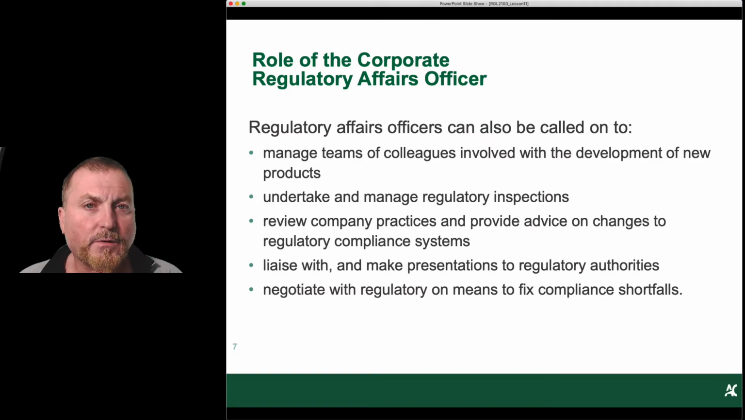Undertake and manage regulatory inspections. If the regulator shows up to do an inspection of your plant, it's the regulatory affairs people that will meet the person, take them around the plant, clarify any issues, make sure that all available information under the law is available to the regulator, and so on, right?